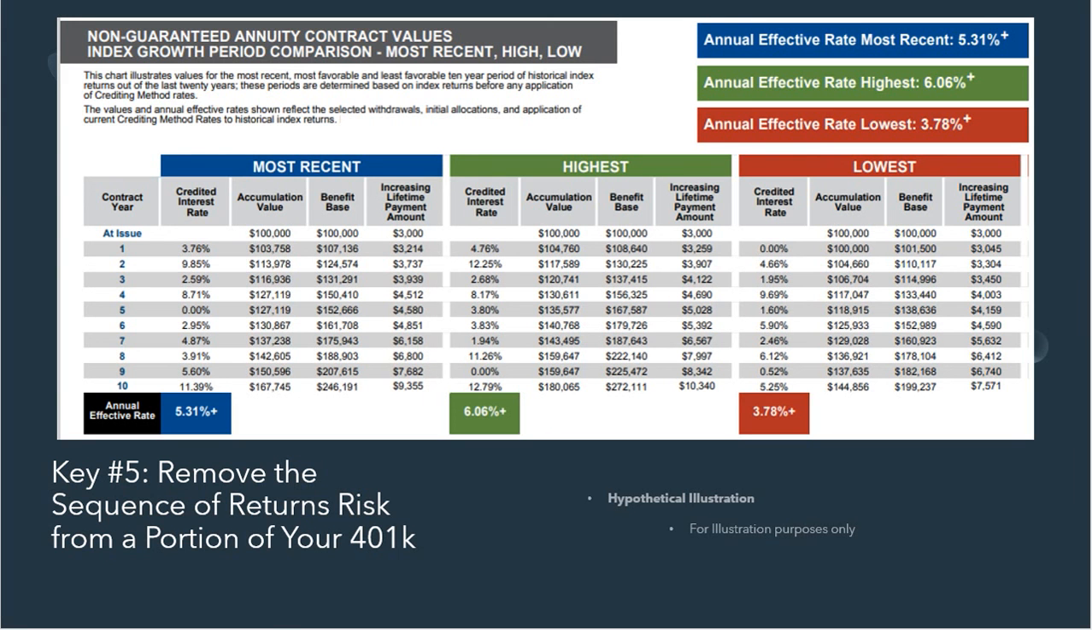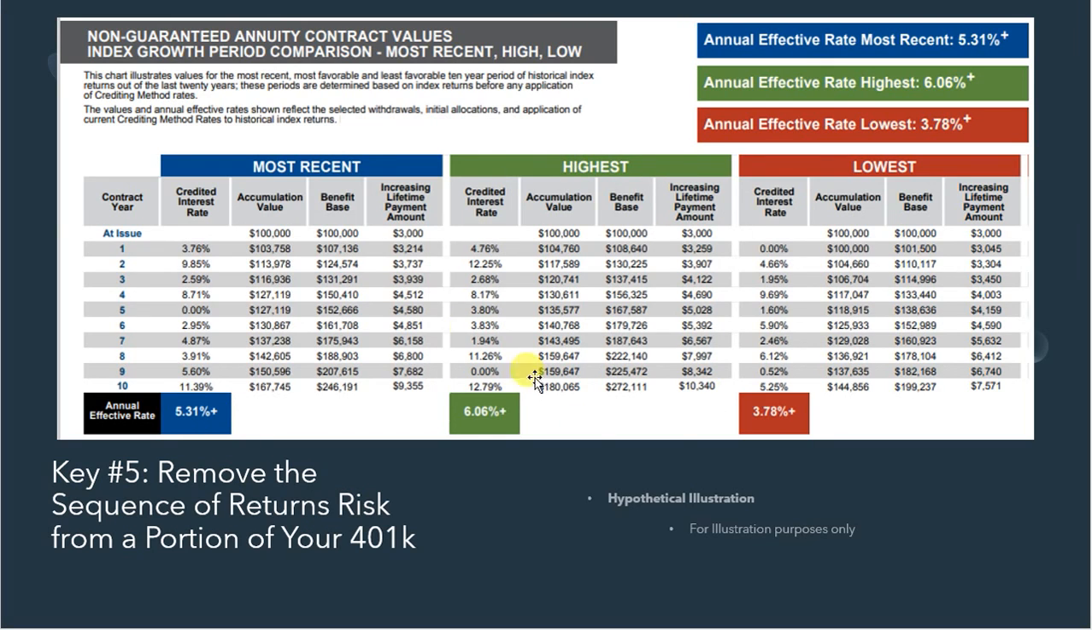And this is an example. This next slide is an example of the last 10 years. So the most recent 10-year period, if you put $100,000 in, what you would have, and you could see here, the most recent period, you put 100,000 in 10 years, you have 246, 5.31 rate of return.